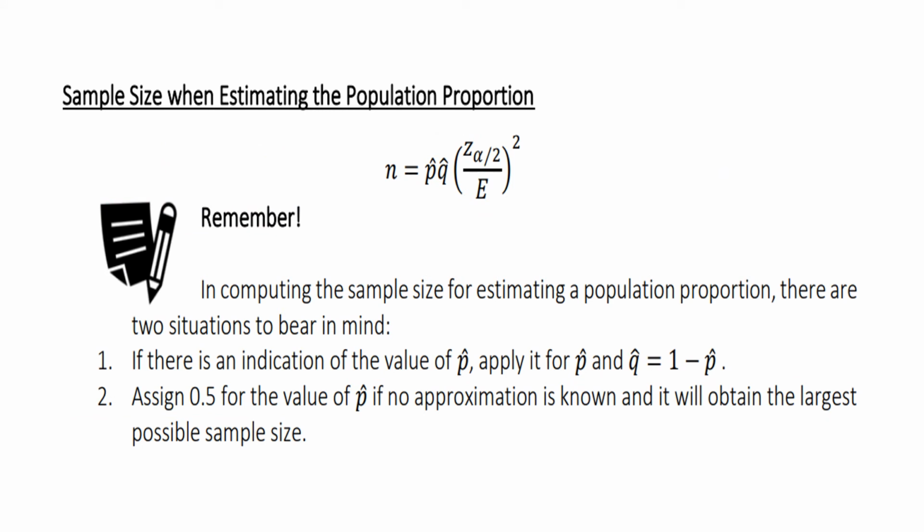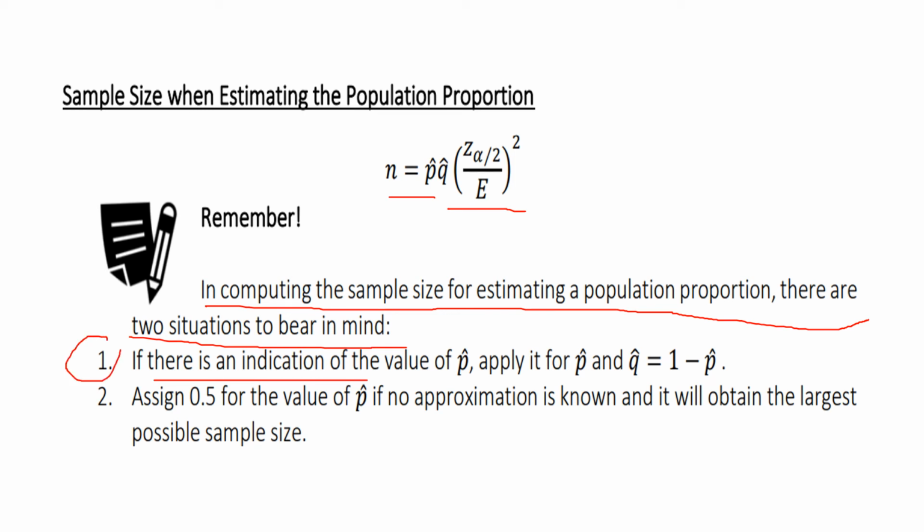So for the sample size when estimating the population proportion, your n is equal to p hat multiplied by q hat multiplied by C sub alpha over 2 over E, squared. Let us remember that in computing the sample size for estimating a population proportion, there are two situations to bear in mind. First, if there is an indication of the value of p hat, apply it for p hat, and q hat is equal to 1 minus p hat.